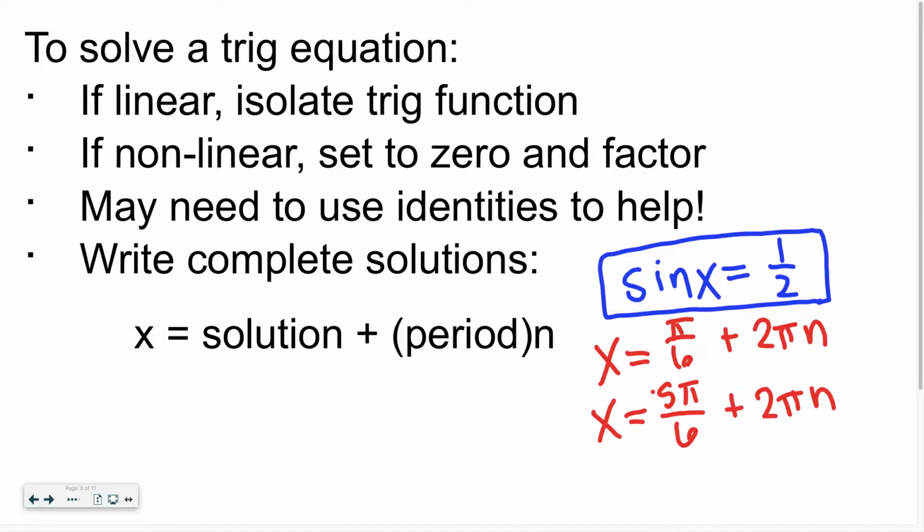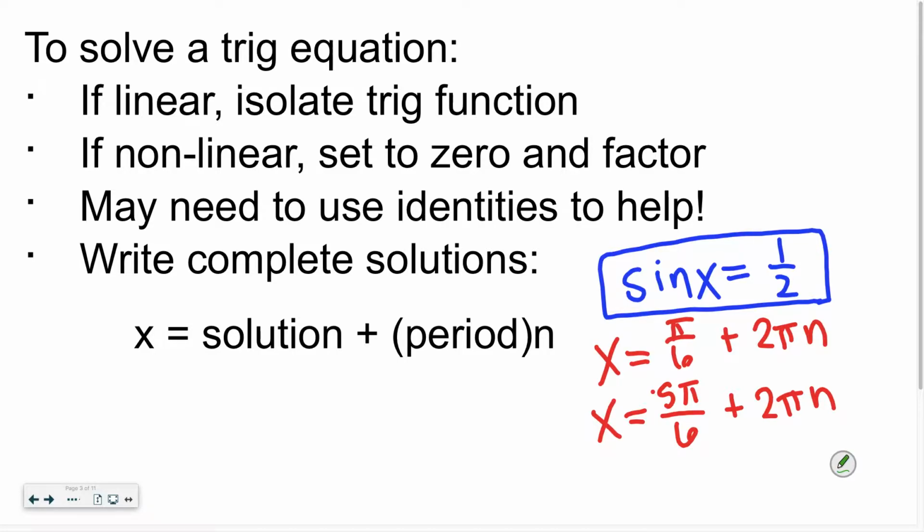Okay, 1, 2, 3, 4, 5, 6, maybe 1, 2, 3. So what's happening is pi over 6 happens, and then 2 pi later it happens, and 4 pi later it happens, and 6 pi later it happens, and over and over and over again. So we have all of these solutions happening, but since there's a pattern, we can express them this way. Does that make sense?